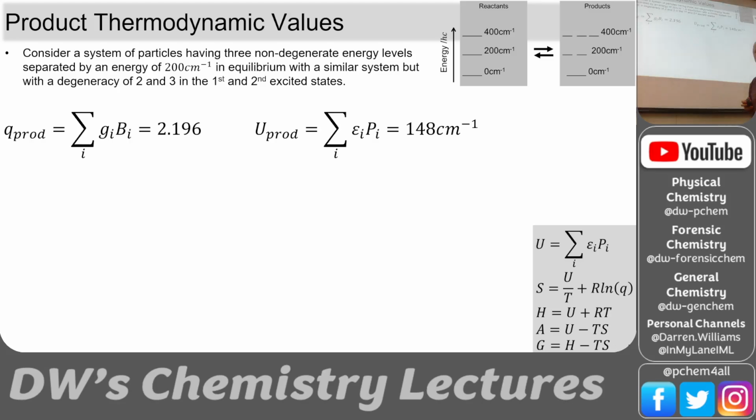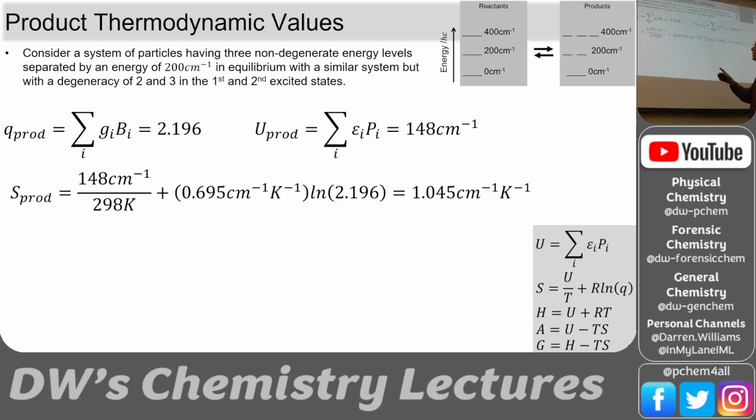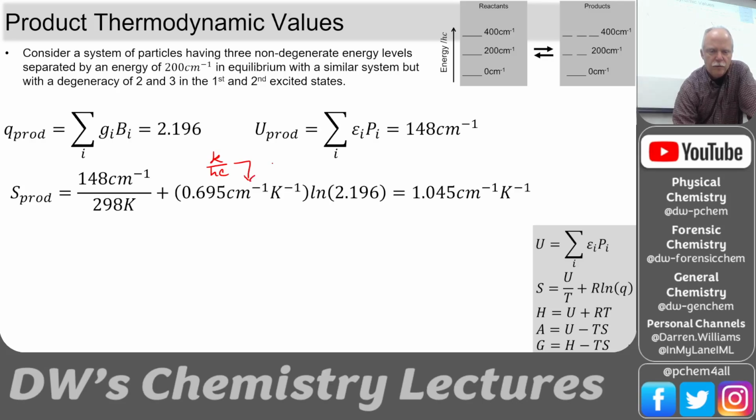So now we have the values here, all the different equations for entropy and Helmholtz energy and all of that. So here's the entropy equation. So 148 was our energy. We divide by the temperature and then multiply by R ln Q. And remember, if we're in wave numbers, we do that K over HC. And so we end up with an entropy of 1.045 wave numbers per degree Kelvin.